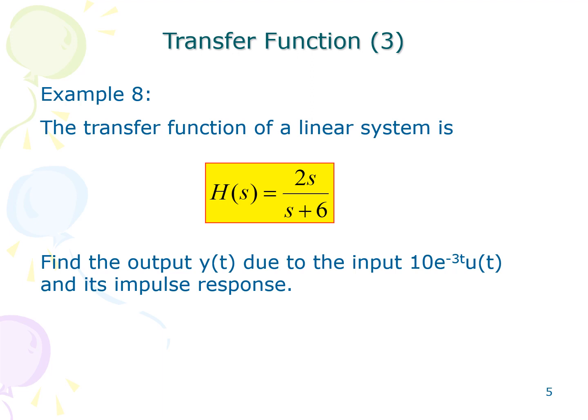Here is another example, a simple example. The transfer function of a linear system is given, which is H(s) equal to 2s divided by s plus 6. Find the output signal y(t) due to the input 10 e^(-3t) u(t). So if the input x(t) is 10 e^(-3t) u(t), then we have to find the output signal y(t) and its impulse response h(t). So y(t) is unknown and h(t) is unknown. So let us solve it.